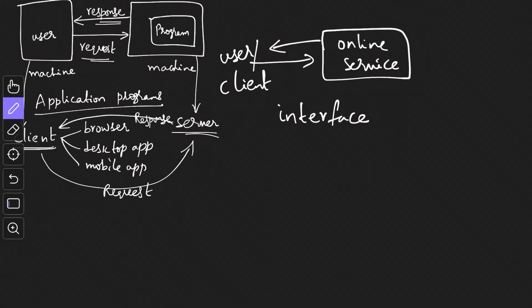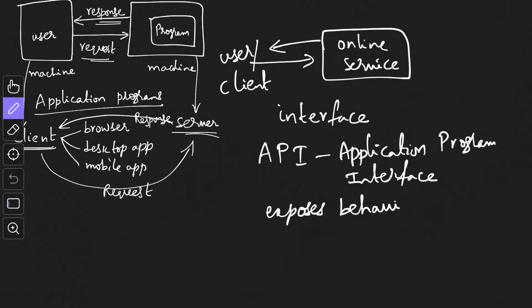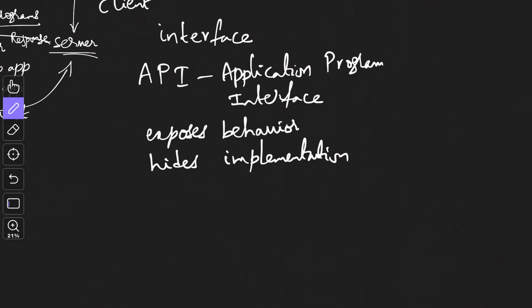This public interface is generally called an API, application program interface. This API exposes the behavior of the program to the clients, but hides the implementation of the program. The API defines the format of the request and the response to the client.